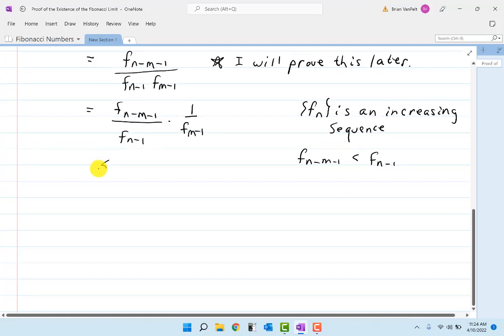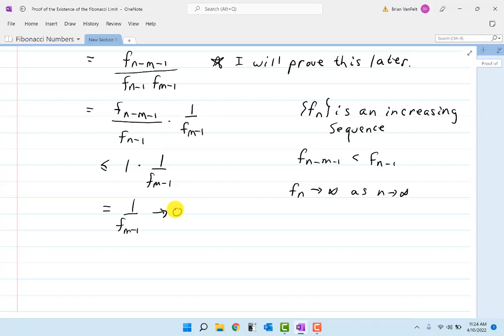So this is less than or equal to 1 times 1 over f sub m minus 1. And not only that, f sub n goes to infinity as n goes to infinity. That means that this here, well, let me write this. As m goes to infinity, this will go to 0. And so you've proven that you have yourself a Cauchy sequence.